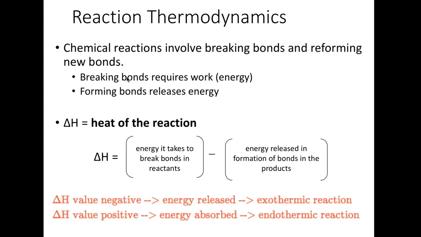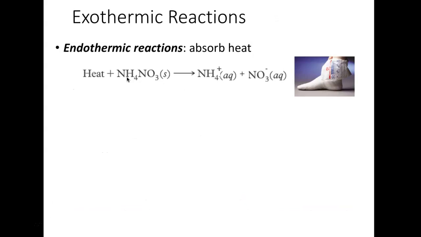If the delta H value, or the heat of reaction, is positive, that means that a lot of energy was needed to break bonds, not a lot of energy was released in the forming of bonds. So overall, there was energy absorbed by the reaction, and we call that an endothermic reaction. Endo means within, so it's taking in energy, and exo means without, or out of. And so in an exothermic reaction, energy is coming out of it.